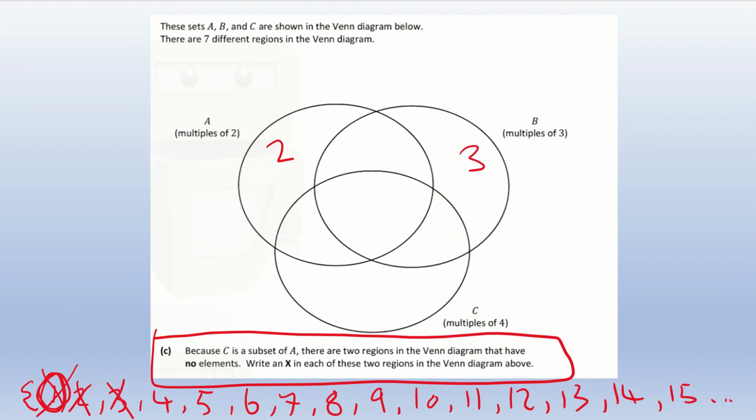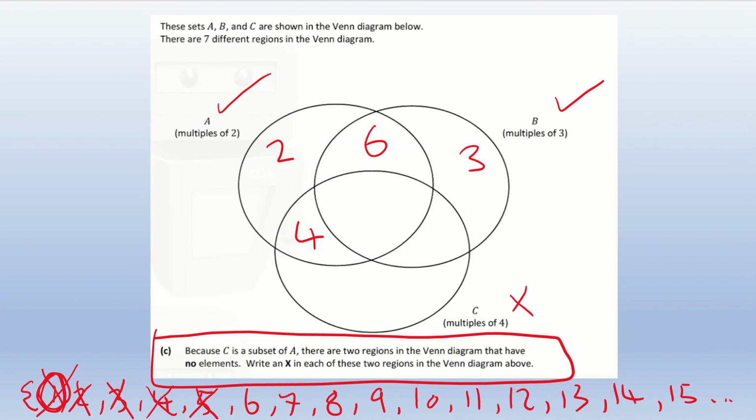Okay, let's put a line through that. The number 4 is a multiple of 2, and it is a multiple of 4, but it's not a multiple of 3. So the place we're going to put that is there. I'll put a line through it. Again, start here. Number 5 is neither a multiple of 2, 3 or 4, so we can't put that anywhere. Number 6 is a multiple of both 2 and 3, but not a multiple of 4, so that's my number 6.